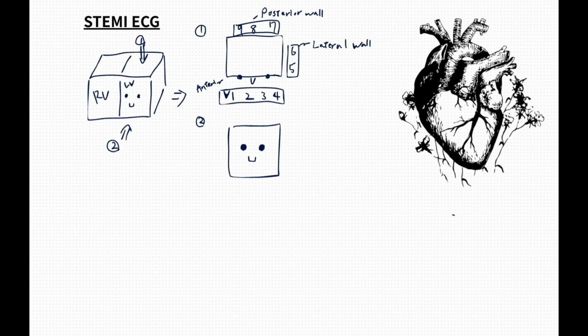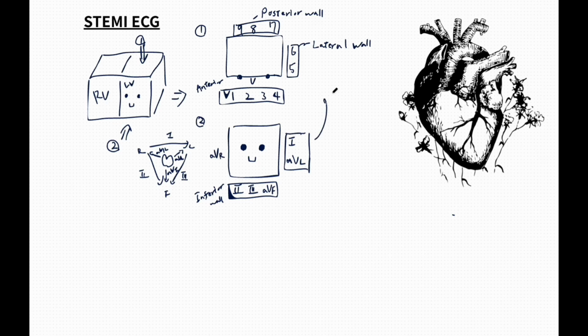And next, let's move on to limb leads. On the frontal view, leads 2, 3, and aVF are the inferior wall. And the left lateral wall is lead 1 and aVL. The opposite side is also aVL. These are the same as the lateral wall.